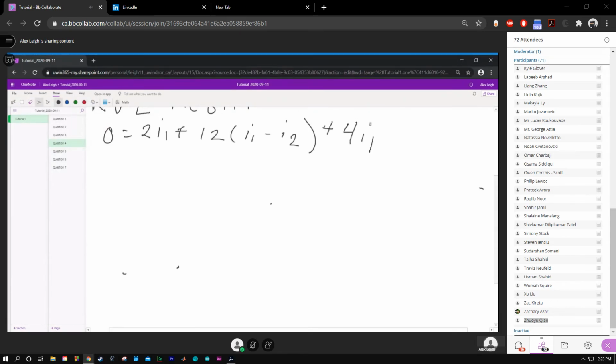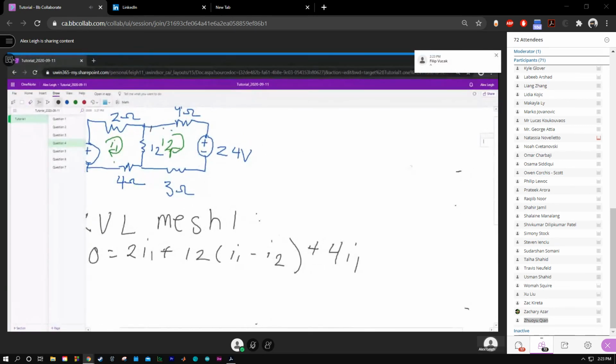And then we have that voltage source there. And that voltage source, we're entering the negative side.